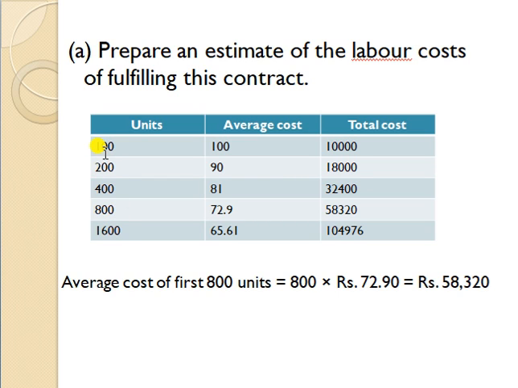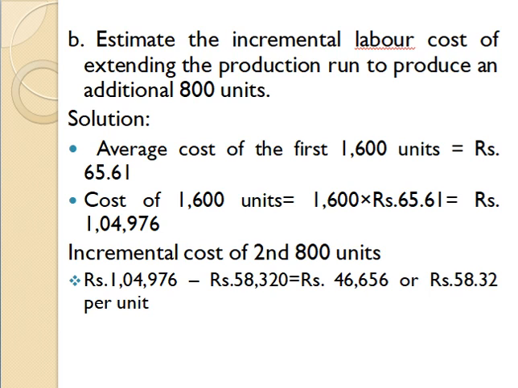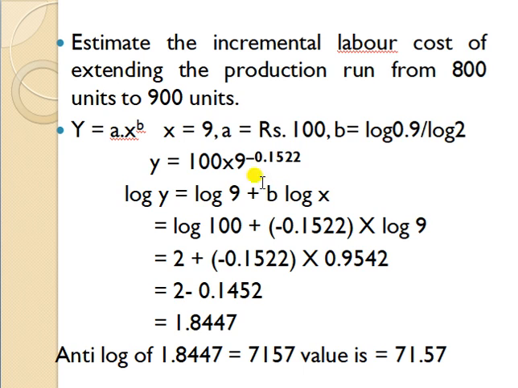You can calculate 1, 2, 4, 8, 16. Means you need to consider the derived factor, and after that you can multiply with 900 also, no problem. See the problem we calculated. So x equals 9, a equals as usual 100, the average cost to produce the first 10 units, you can take 100 rupees as the average cost. And b equals as usual log 9 divided by log 2, that's all.